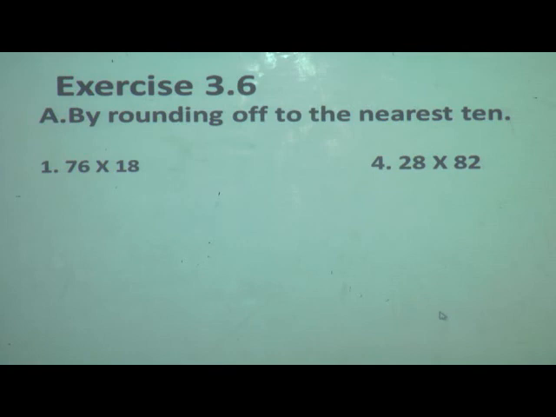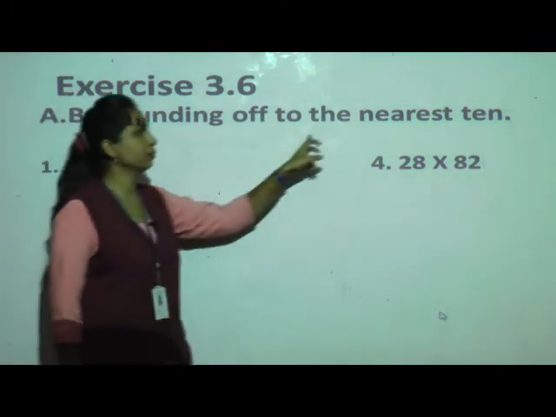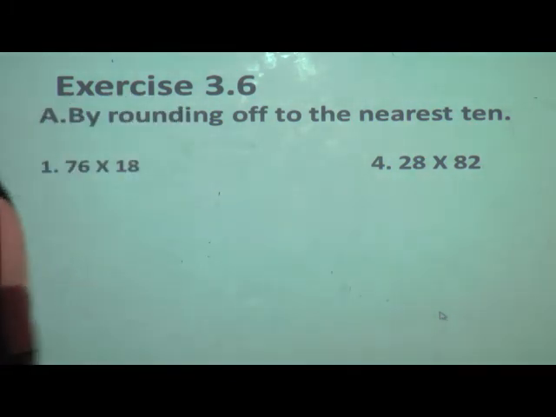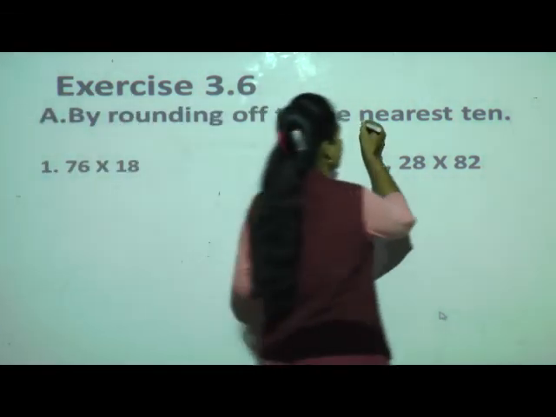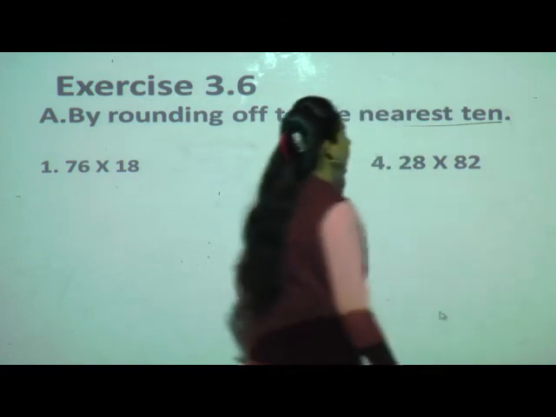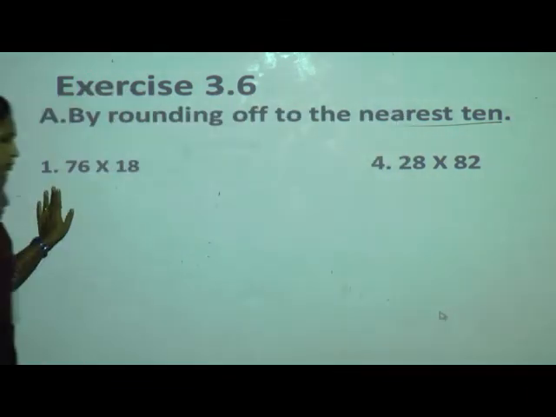See, exercise 3.6. Now we are going to start. What is the A question? So what is the question actually? 3.6. Estimate the product as indicated. Okay. So what did they indicate in the A question? By rounding off to the nearest tens. See, reading the question is very important. This is nearest 10.